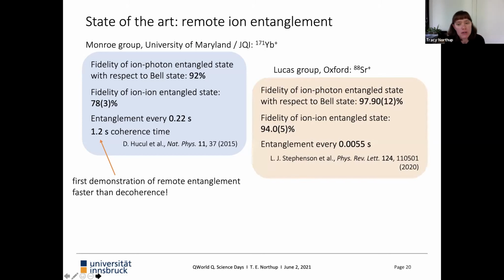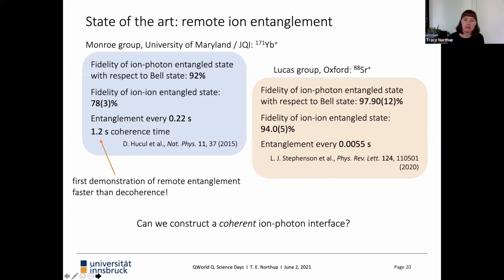The photons were in the ultraviolet or blue, and there's been more recent work from an Oxford ion trapping group, which has really pushed these fidelities, both for ion photon entanglement and ion entanglement, significantly upwards, and also achieved faster rates by using strontium ions. I think both of these results are extremely promising for work to show that you can link together two remote ion traps.